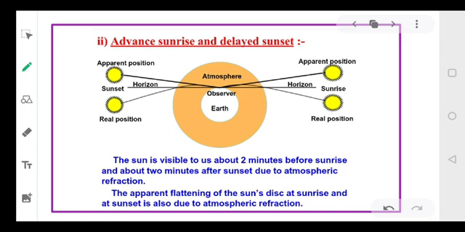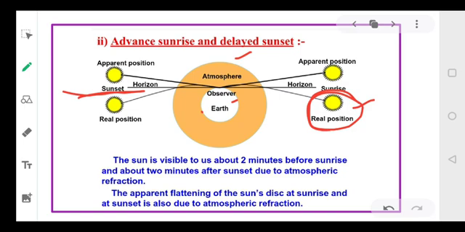The third basic concept is advanced sunrise and delayed sunset. See students, if you look at the earth, this white portion is your earth. Now this yellowish or orange portion is representing the atmosphere. Atmosphere means your air. Now suppose the sun is here. When the sun is rising, that is the actual position of the sun. This line designates the horizon. Horizon means if anything comes above this line, we are able to see that object.